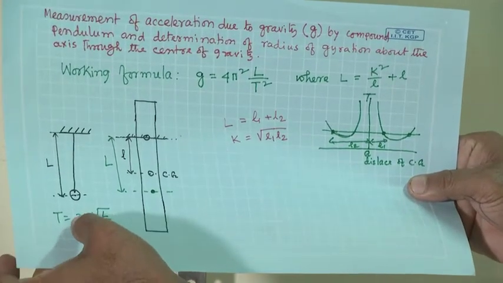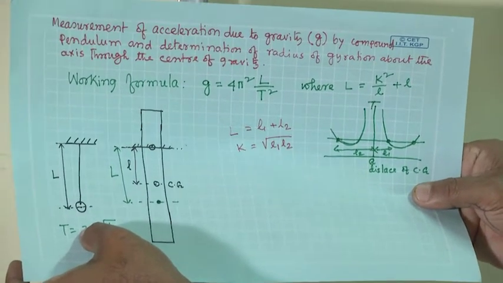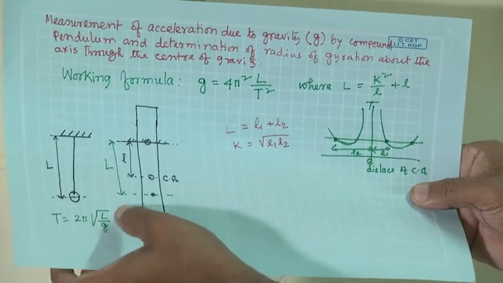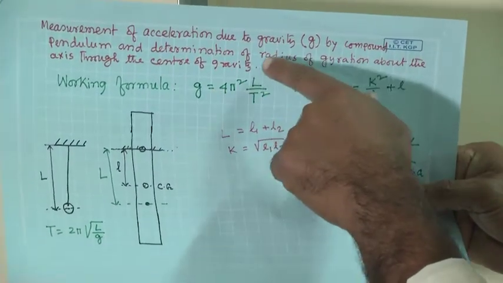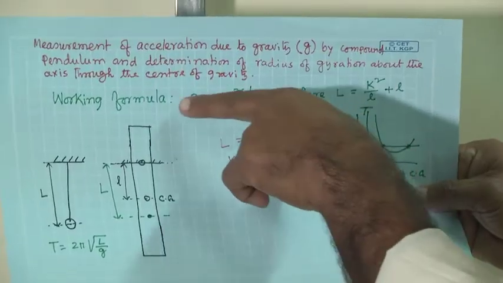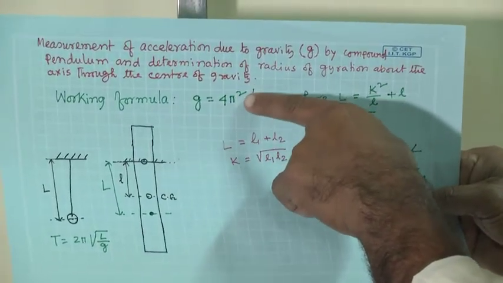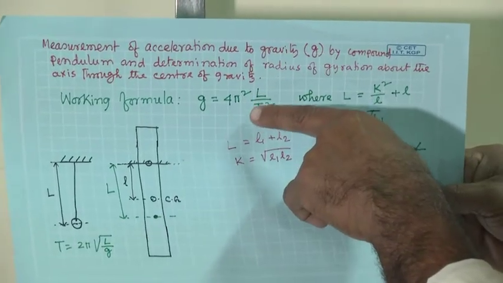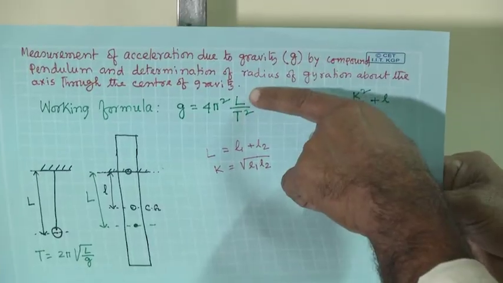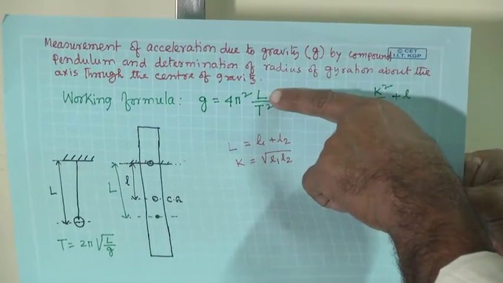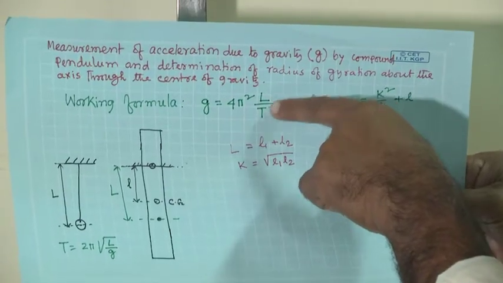basically 4 pi square L by T square. G equal to 4 pi square L by T square. So, for the compound pendulum also, this same formula we use. Now, as I told, this L is the effective length of the equivalent simple pendulum.